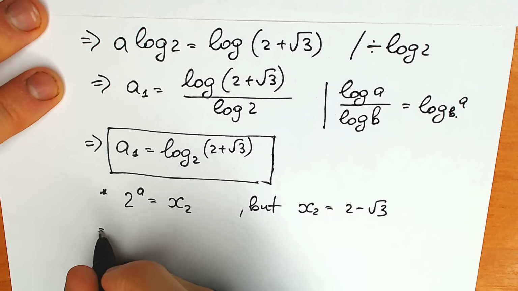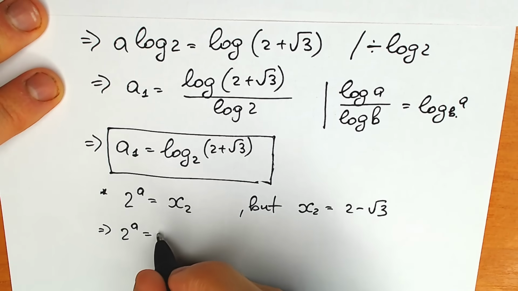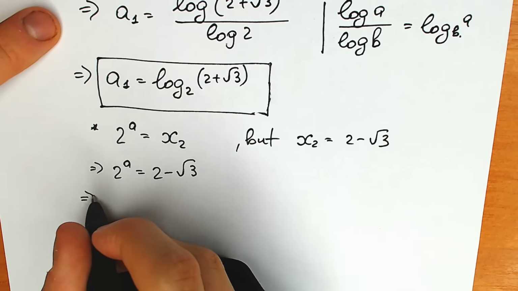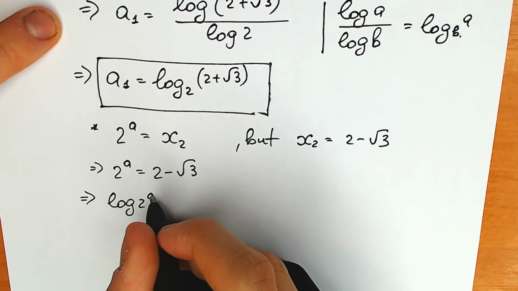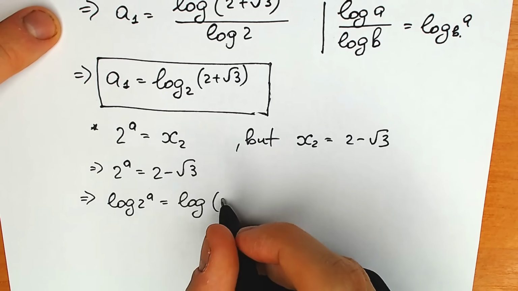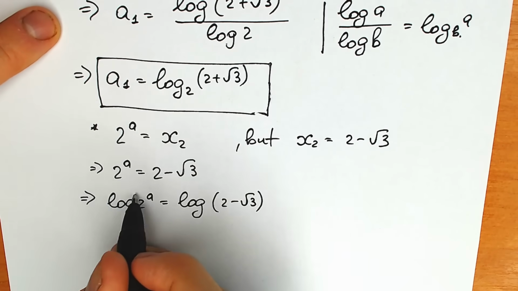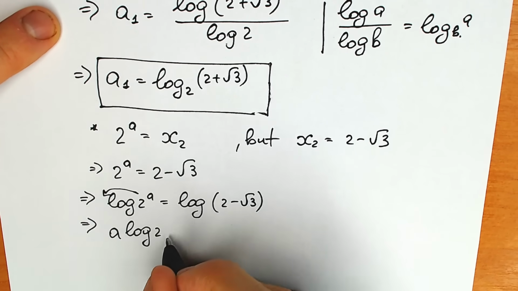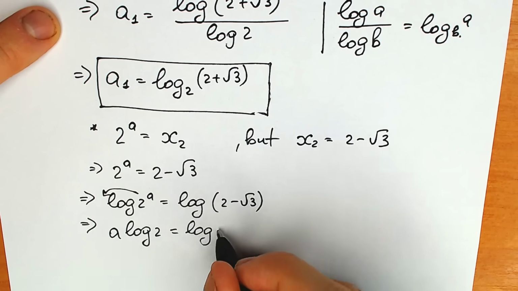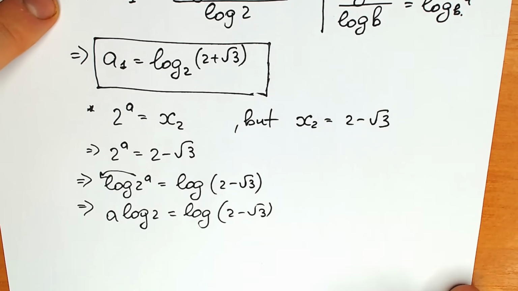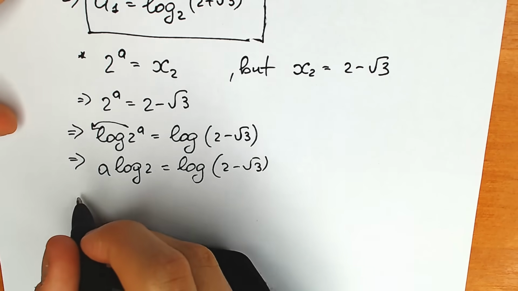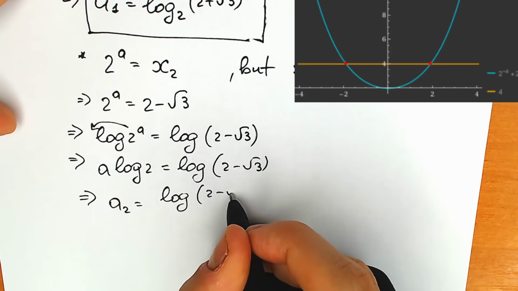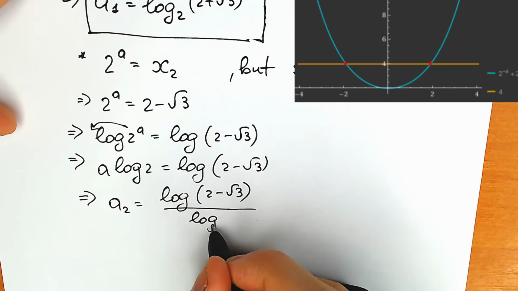Okay, so as a result, what do we get from here? We have 2 to the power a equal to 2 minus square root of 3. According to a same principle, we can have a log of 2 to the power a on the left side equal to log of 2 minus square root of 3. Right now this a will come down right here. So as a result, we have a log 2 equal to log of 2 minus square root of 3. According to a same principle, we're going to divide both sides by log 2. So we have a second equal to log of 2 minus square root of 3 over log 2.